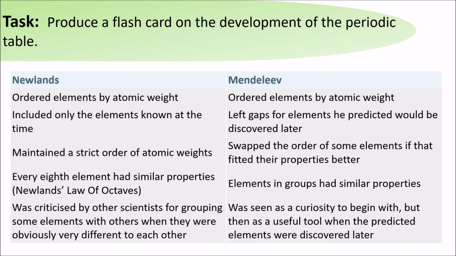There are some similarities and some differences between them. Newland's table was ordered by atomic weight, and so did Mendeleev's. Mendeleev left gaps where Newland's didn't. Newland's had a strict order of atomic weights, whereas Mendeleev swapped the order for some of the elements if it fitted their properties better, and so on.